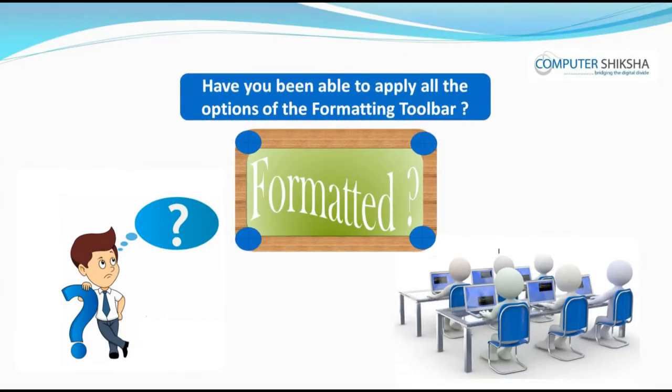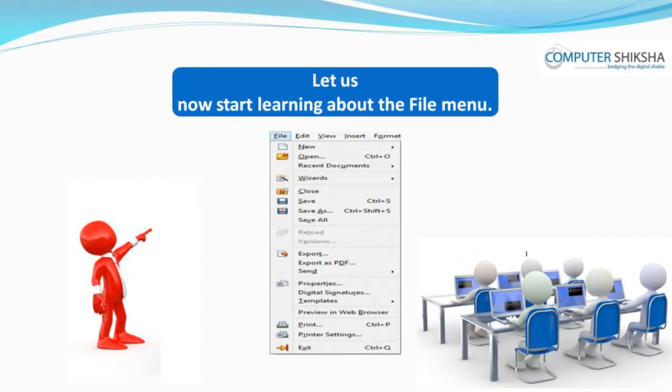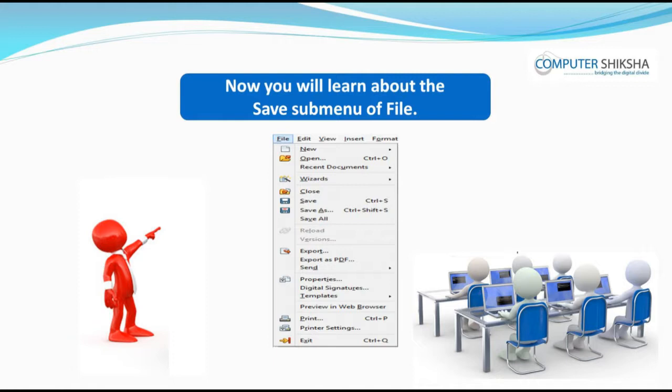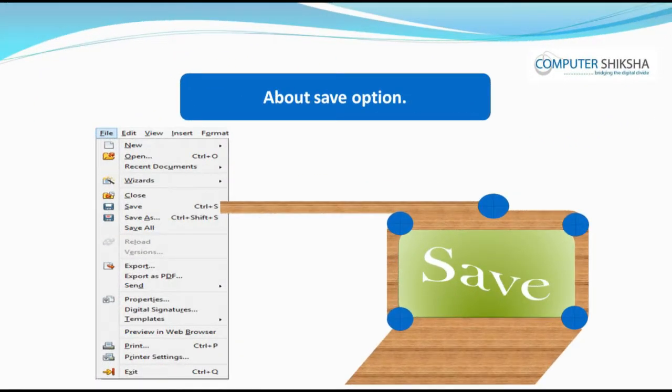Have you been able to apply all the options of the formatting bar? Let us now start learning about the file menu. Now you will learn about the save option of file. Can you say why we save a file? On using the save option, you can bring up your saved file at a later point of time when you need it. And then, if required, you can make changes or additions to it.